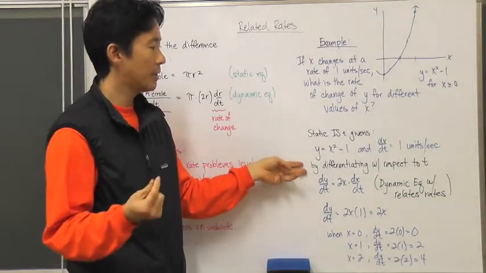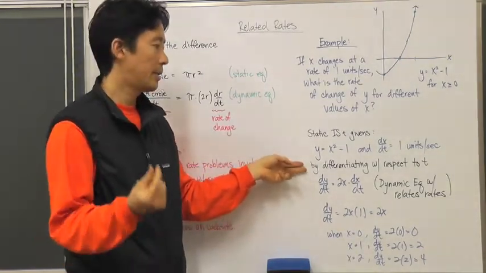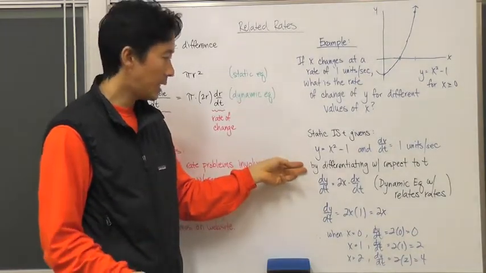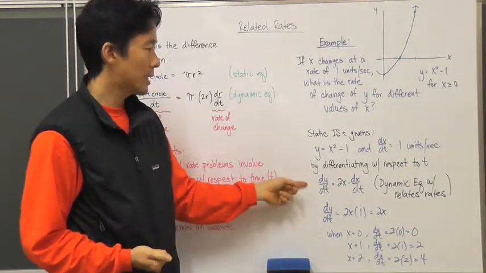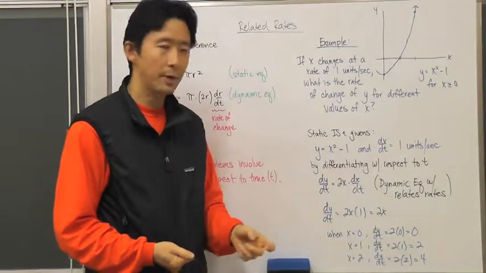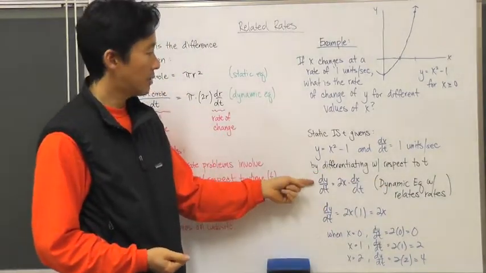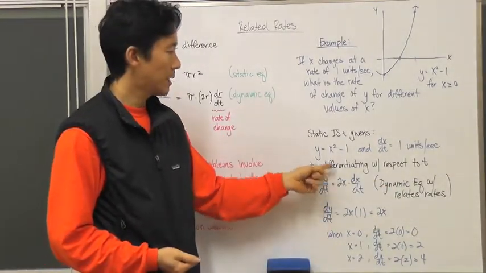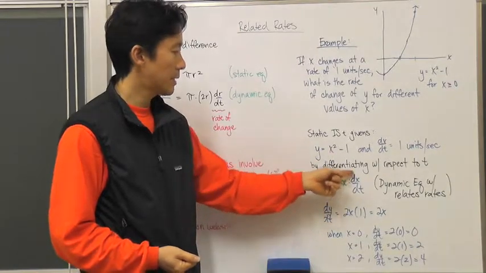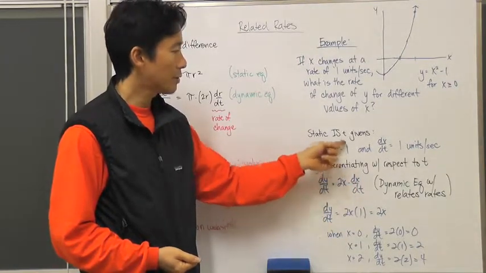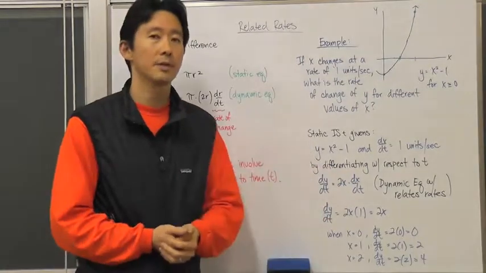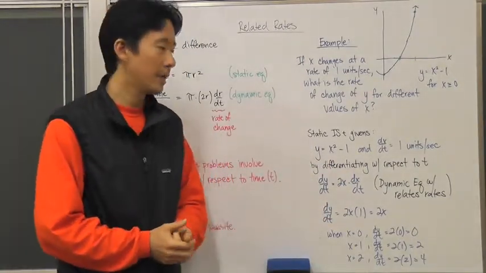If we go ahead and take a look at the static equation and differentiate with respect to t, again what we come out with is a dynamic equation which relates the rates of change. So dy/dt is going to be equal to 2x times dx/dt. Of course, the constant will just disappear because if we take the derivative of a constant, it will go to 0.